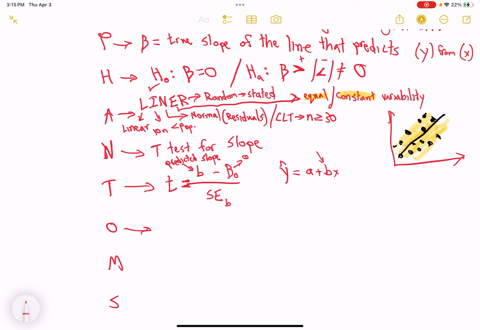Okay, so once you've made the calculation and you've got this t, you move on to O, and that's when you'll use tcdf. And with that, you'll use the t critical value either as the upper or the lower, depending on where it sits on your graph. So be sure to visualize that.